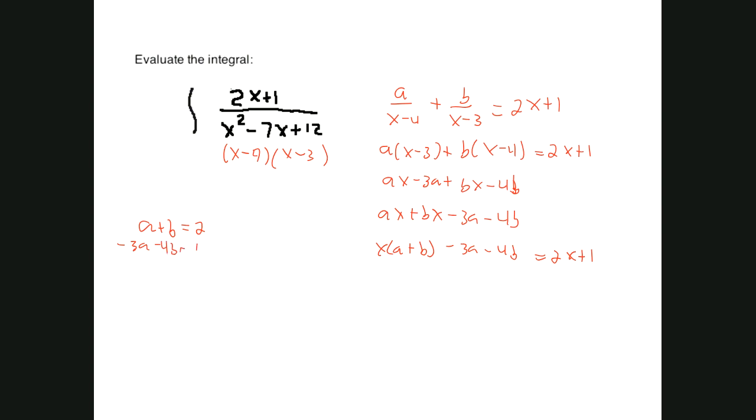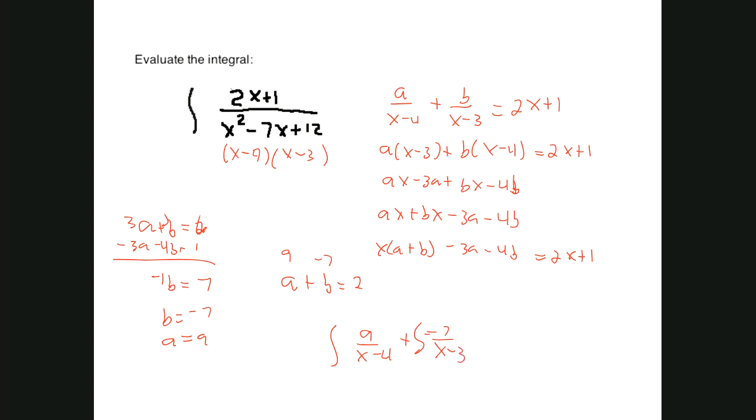Well, I'm going to multiply through by 3 here. That gives me a 6 here. So if I add straight down, the A's cross out, and I'm left with negative 1B is equal to 7. So B is equal to negative 7. A plus B equals 2. So if B is negative 7, A has to be 9. Now I'm left with the integral of 9 over x minus 4 plus the integral of negative 7 over x minus 3. The integral here is just going to be 9 natural log of x minus 4 plus negative 7 natural log of x minus 3.